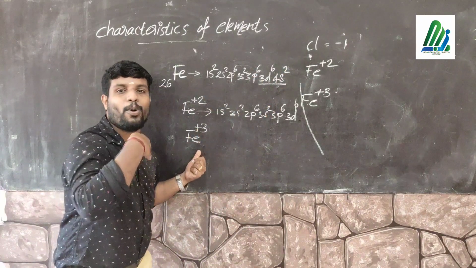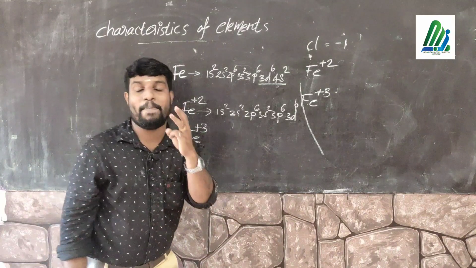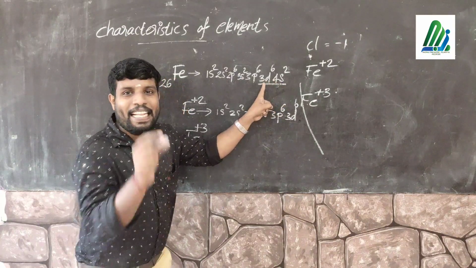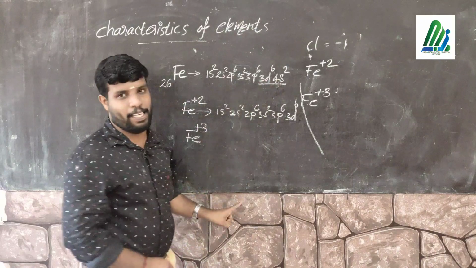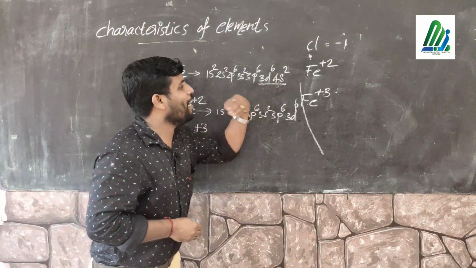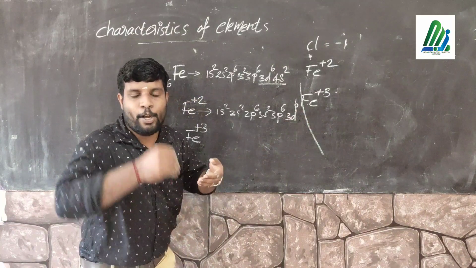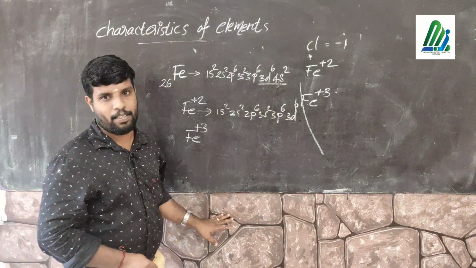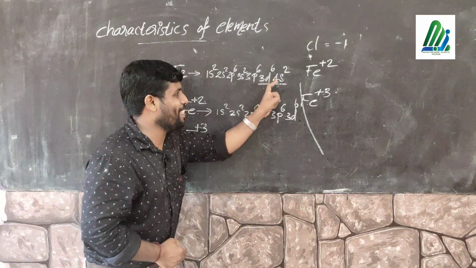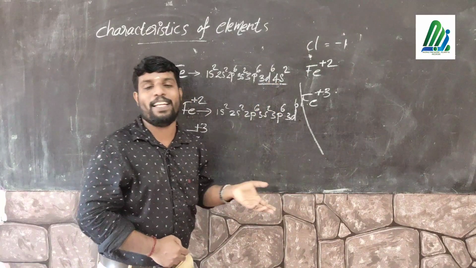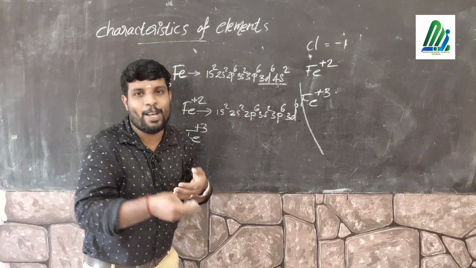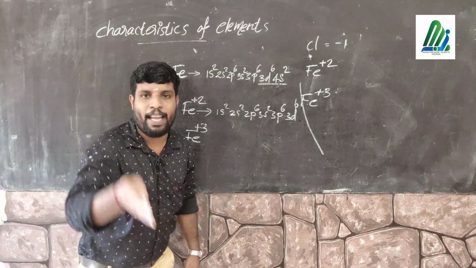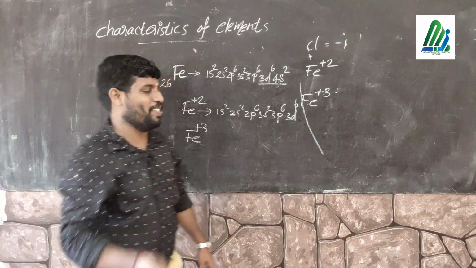But in this case, how does it donate one more electron to become +3? We know that if we compare the energy of 4s and 3d, there is a very small difference in their energy. In some cases, if the 4s electrons are donated, there is a chance to donate electrons from the 3d subshell also, because of the least difference in energy. That's why the elements show variable oxidation states.